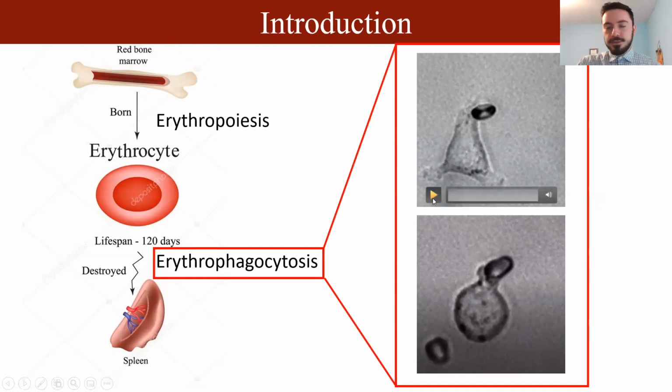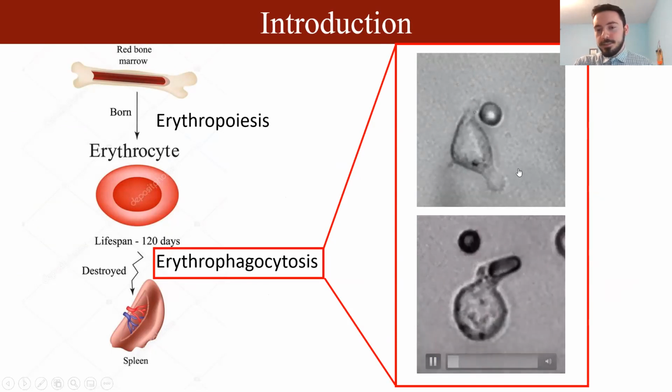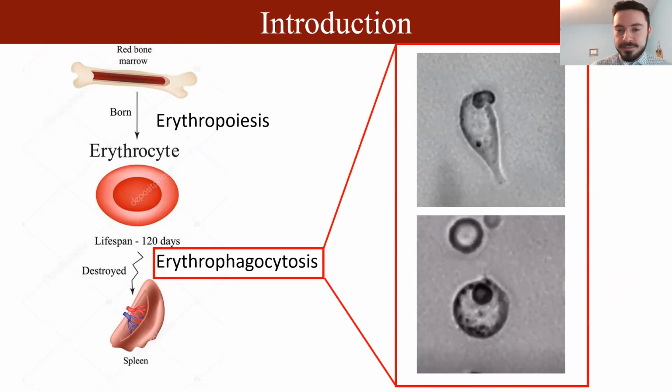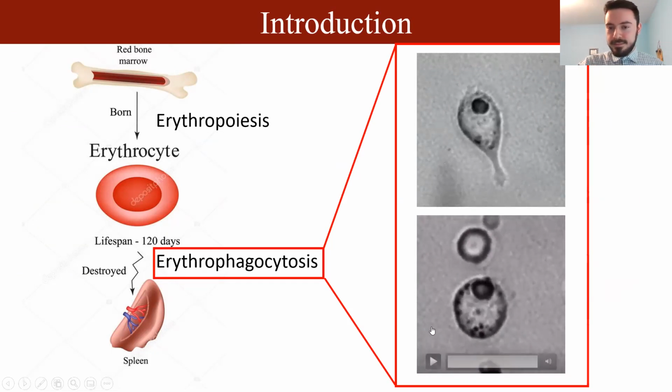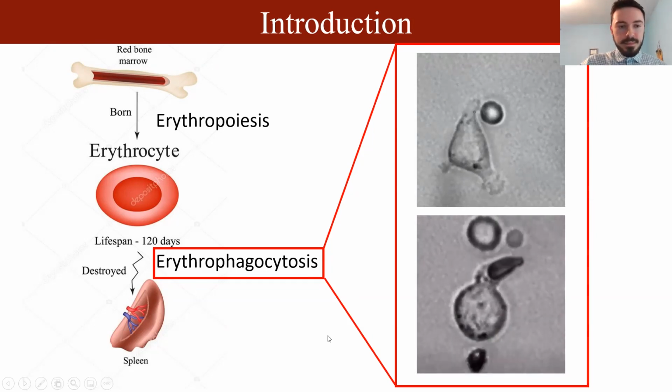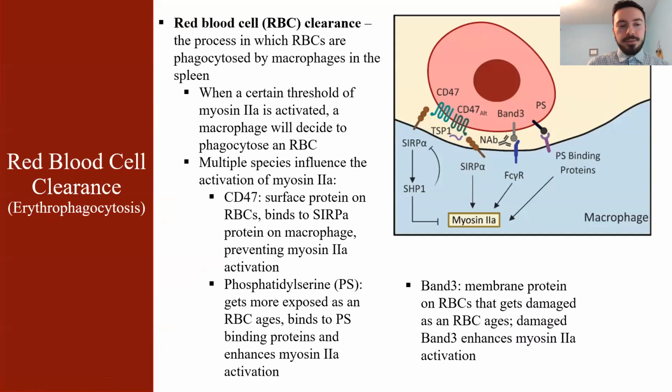Here are some visuals showing this process. Essentially, a macrophage is ingesting the red blood cell for destruction. I'm going to go a little bit deeper now into erythrophagocytosis. As I said before, this is a process in which red blood cells are phagocytosed by macrophages in the spleen. This is activated when a certain threshold of myosin 2A is present.